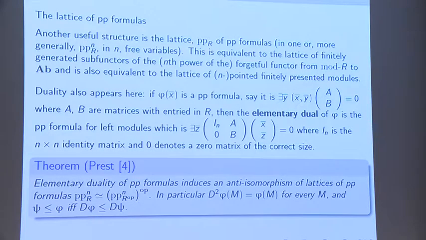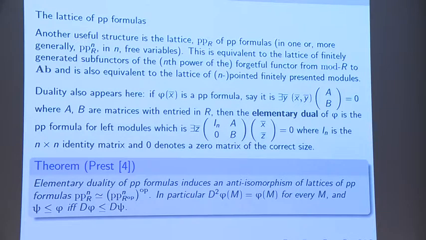All these PP formulas are ordered by inclusion of their solution sets. Every PP formula gives you a subfunctor of the forgetful functor, or if it has n free variables, a subfunctor of the nth power of the forgetful functor from mod R to Ab. So it's really just a lattice of finitely generated subfunctors of the forgetful functor from mod R to Ab. That's a coherent object, so they're actually finitely presented functors. It's also equivalent to the lattice of n-pointed finitely presented modules, so the slice category from R^n to mod R, to little mod R.